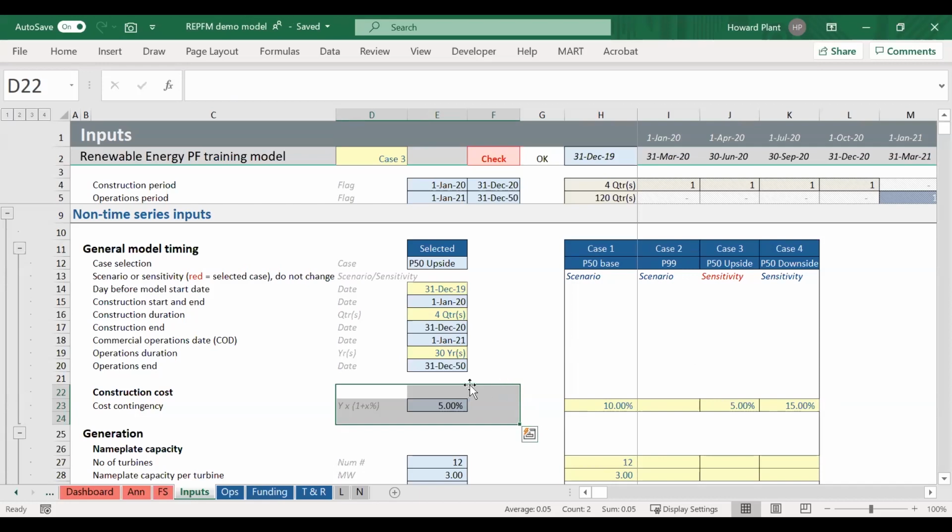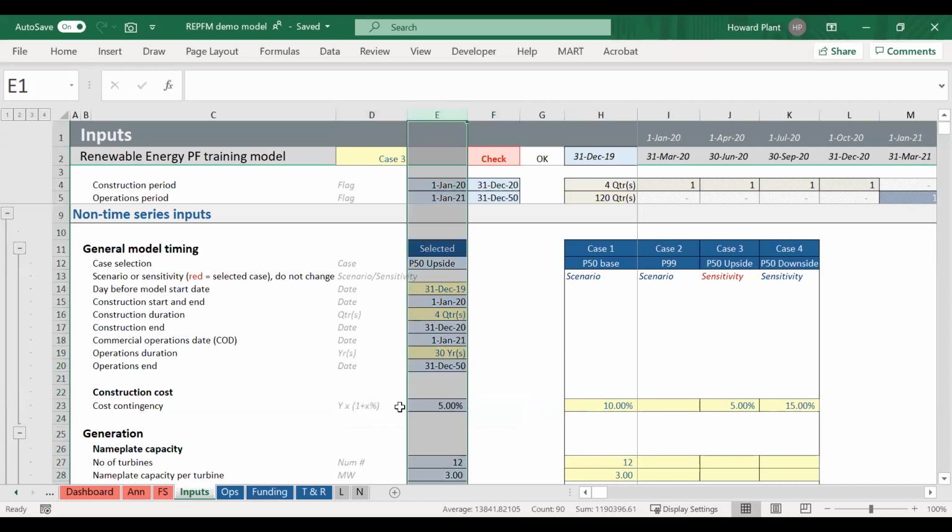I want this here, this column E, to pick up the relevant value from these cases here. And that flows through my model. So really, without going into the mechanics of this and how that works, what we need to have in these best practice models is a way just to pick easily between different sensitivities and scenarios.